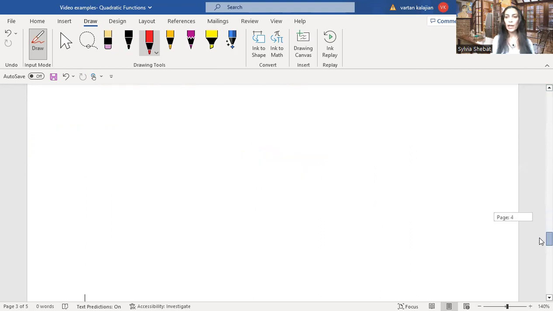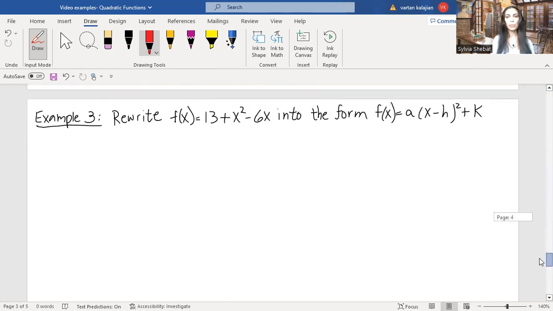And so the last thing that I'm going to go over is example 3. Rewrite f of x equals 13 plus x squared minus 6x into the form f of x equals a times x minus h squared plus k. So what form is given to us? Is this general form or is it vertex form? So this is general form. That's given to us. And this is vertex form. So we want to change to the other form.